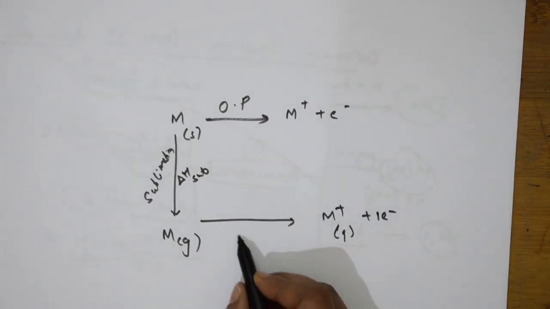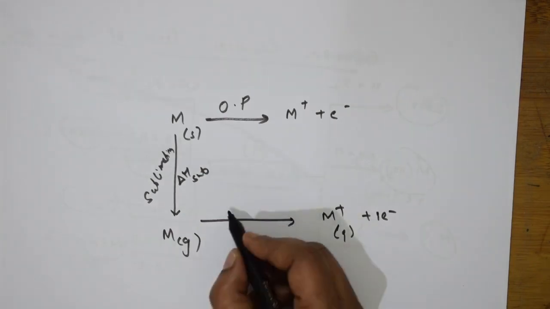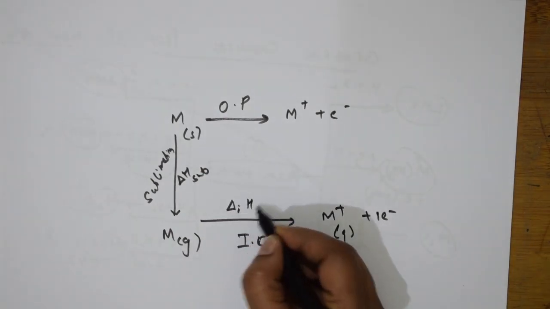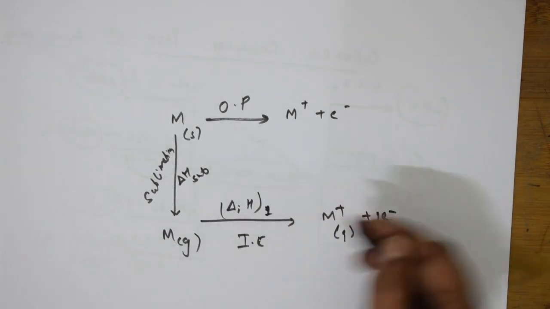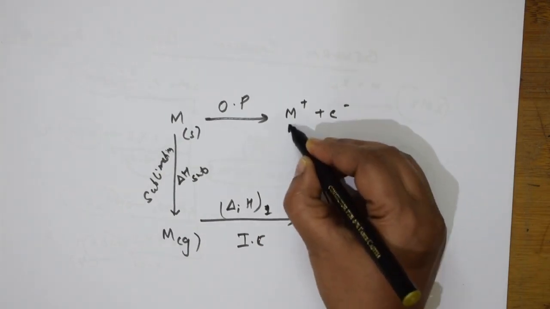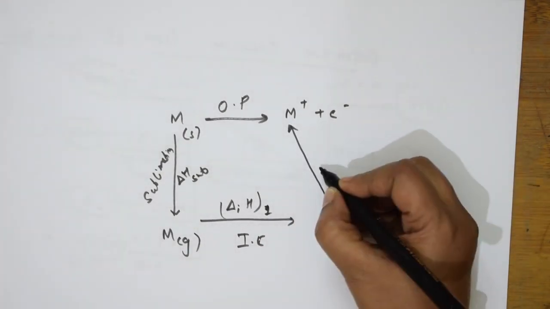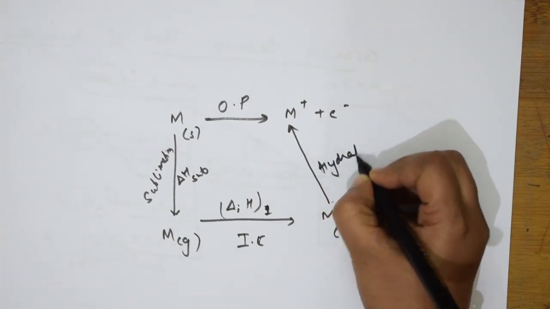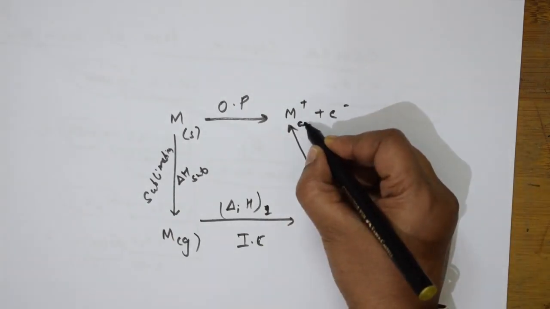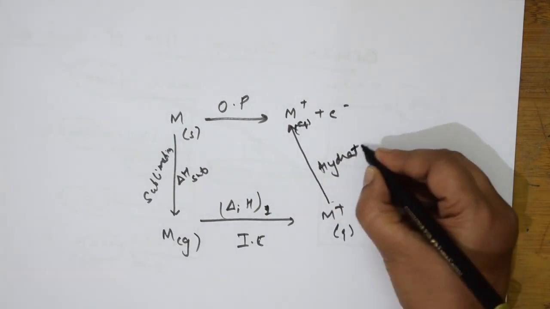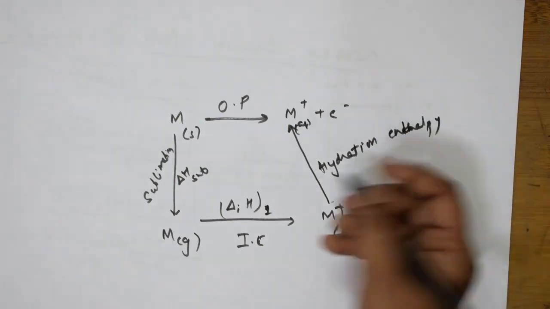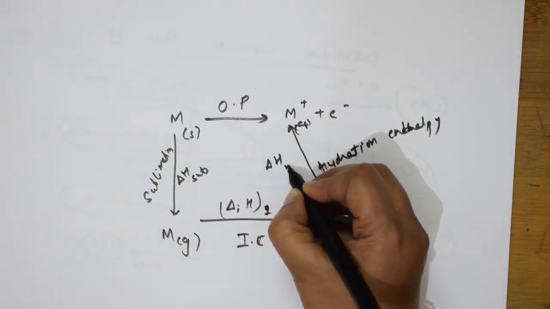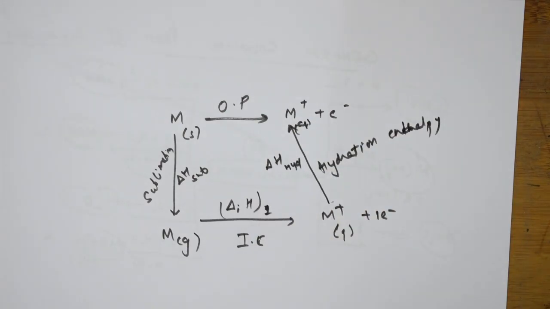So what will happen? This is called ionization enthalpy. We represent it as delta IH, that is the first ionization enthalpy. From this particular thing, if it goes back to this, that is called hydration enthalpy, correct? This is in the aqueous state. This is called hydration enthalpy, represented by delta H hydration. This is what is important. So these are the general chemical properties of S block elements.